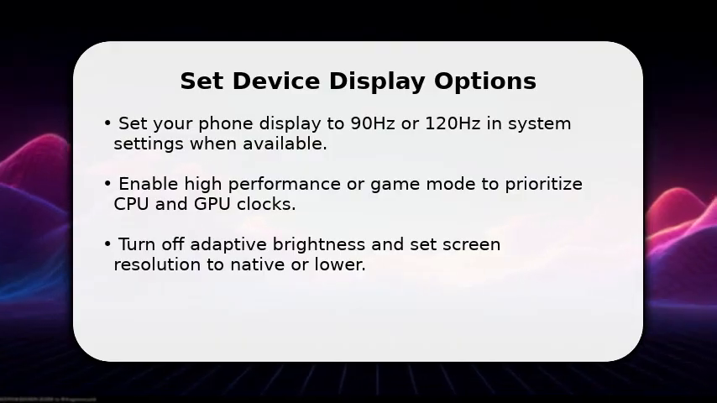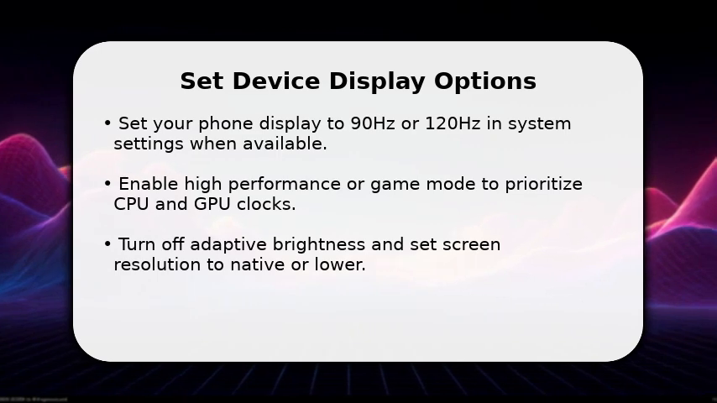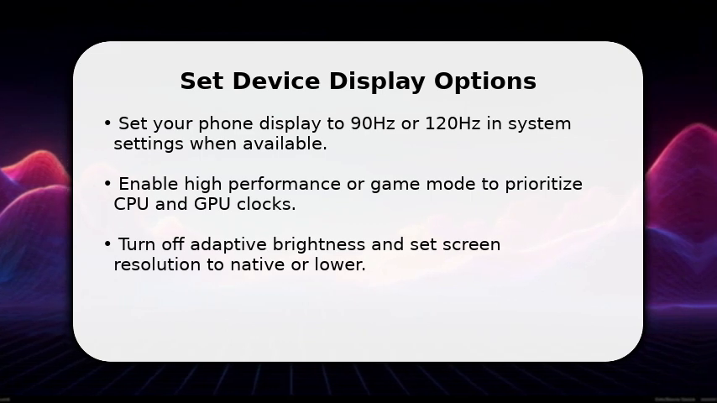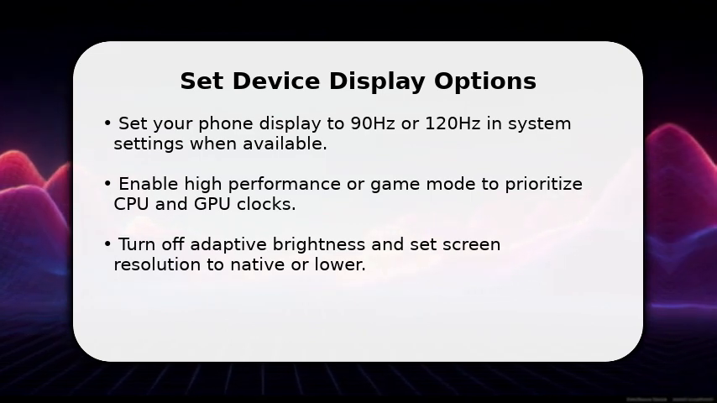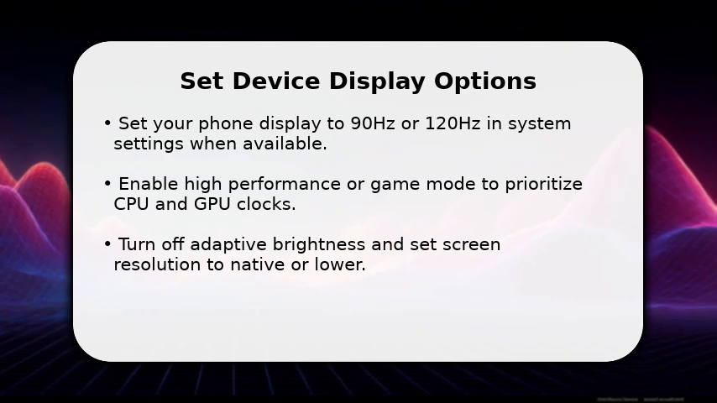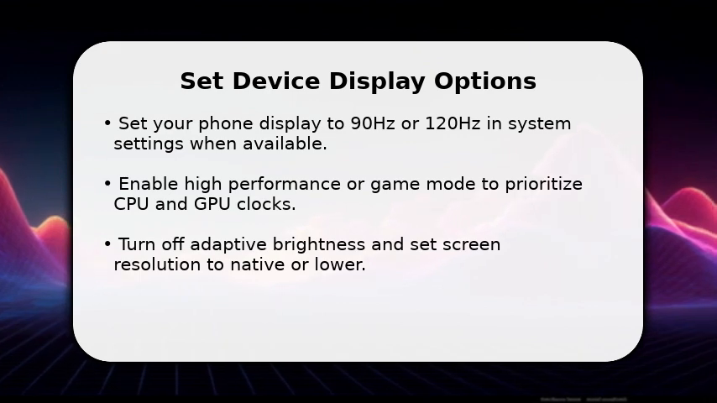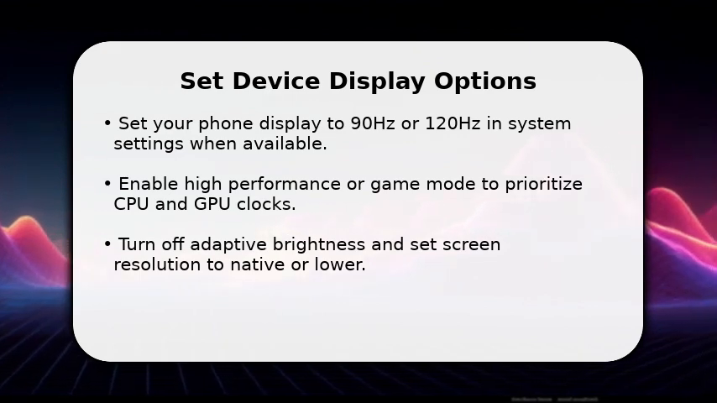First, open your phone settings and navigate to display options to change the refresh rate. Set your phone display to 90Hz or 120Hz in system settings when available. Next, enable high performance or a dedicated game mode to prioritize CPU and GPU clocks for smoother frames.